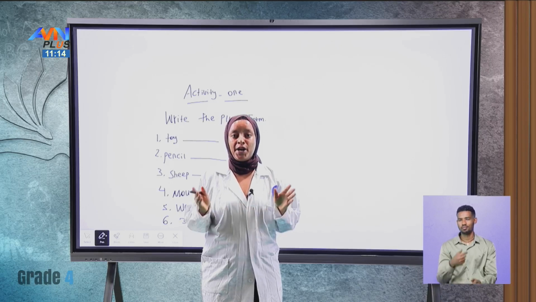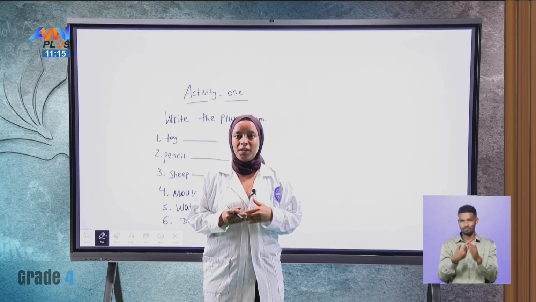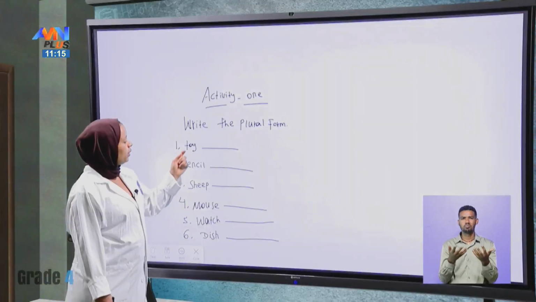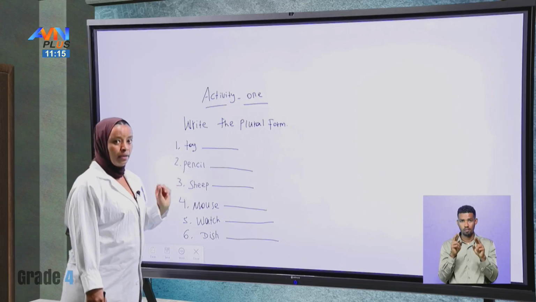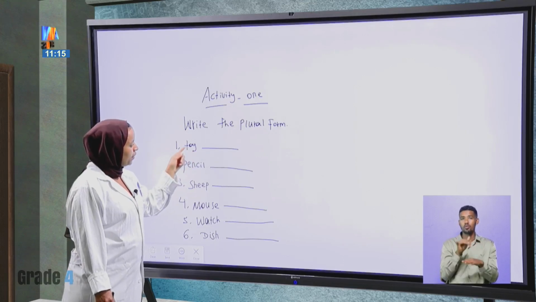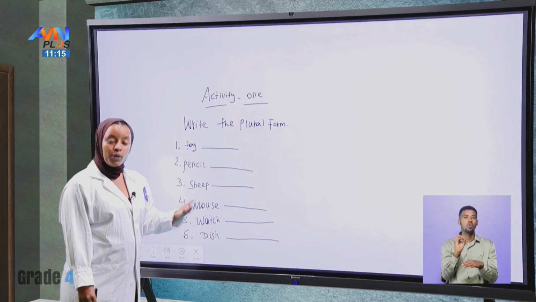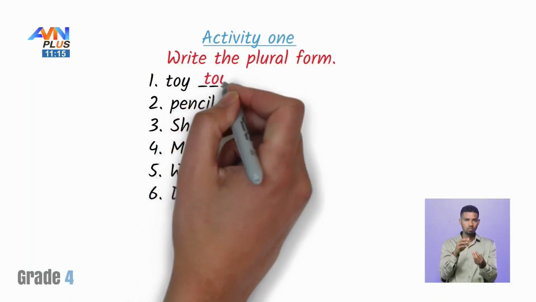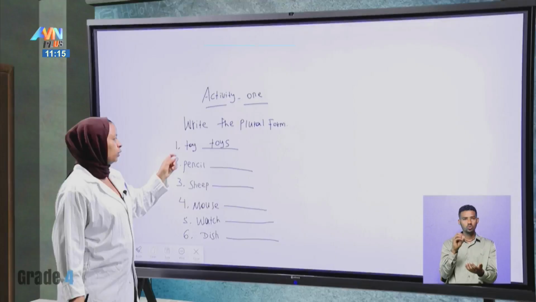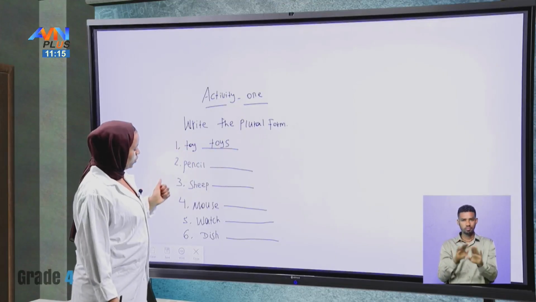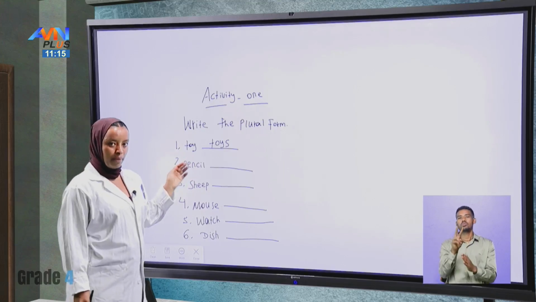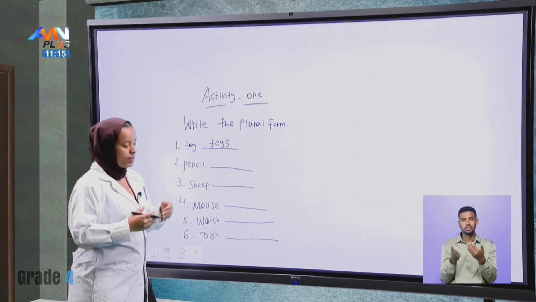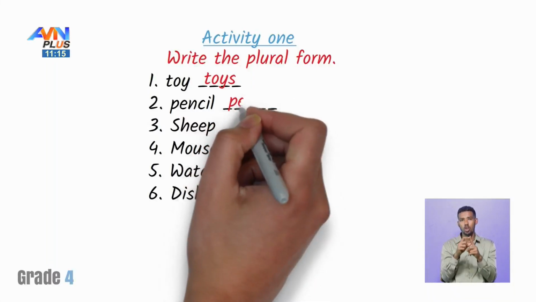I'm back, students. I hope you all have done activity 1. Let us practice together. The first question, toy, regular form, ending with Y, but before Y there is a vowel O, so we don't cancel Y and easily take toys. Toy, toys. Question number 2, pencil. Here it is ending with a consonant, so easily add S at the end of the noun. Pencils.